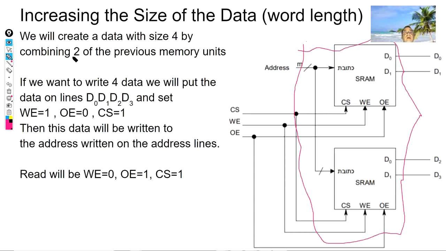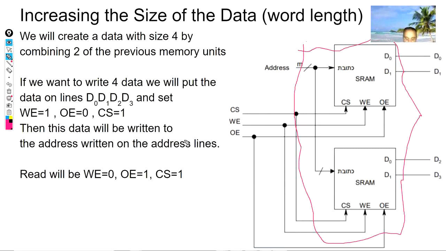We will create data with size 4 by combining 2 of the previous memory units. Again, you can get memory of all different types. Now we still have to decide which chip select. These will be our lines into the black box. We're going to choose both: our chip select says we want this one, so we activate it here and here. We want to read, so we do output enable here and here, and we get all 4 bits.